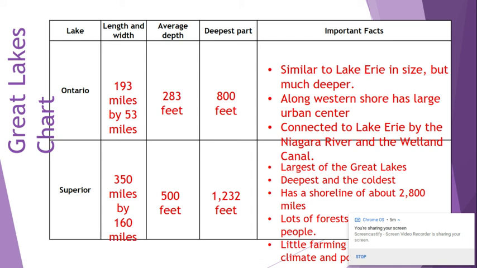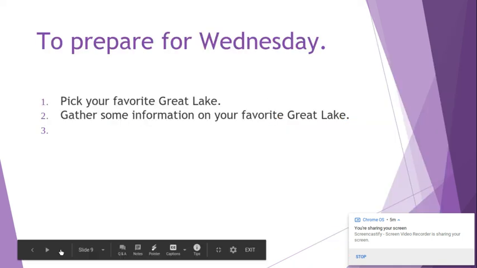I know you have heard about them. To prepare for Wednesday, you're going to pick your favorite Great Lake. It doesn't matter to me which one it is. And you're going to gather some information other than what I gave you on the slide. Now, can you use some of that information? Yes, but I'd really like you to use a resource I'm going to post to take another look. There are a lot of different pieces that you can look at in those links. I want you to gather some information, maybe 3, 4 sentences.